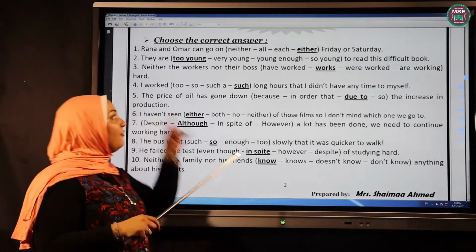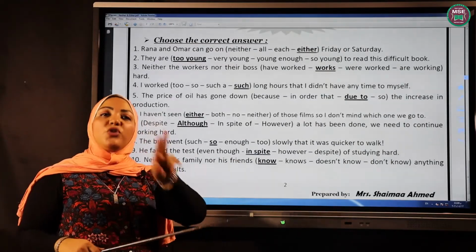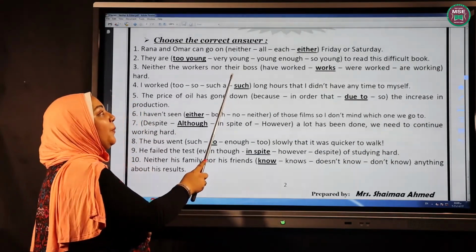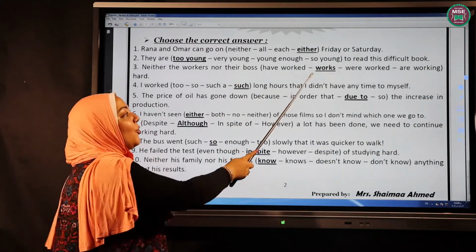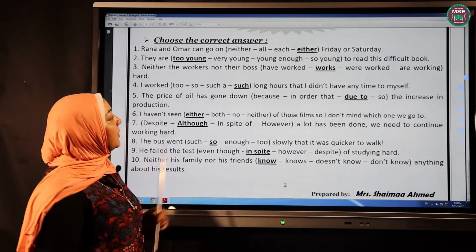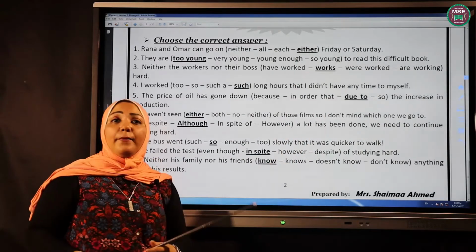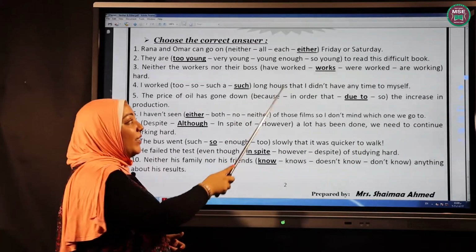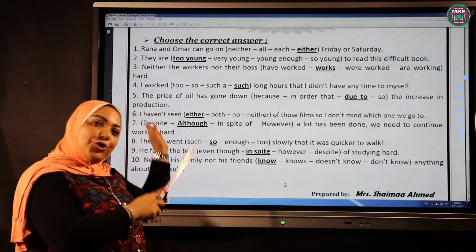As you remember, we have just mentioned that the verb with either or neither follows the closer noun or pronoun. So here we need a verb that goes with their boss, which is a singular noun. So it works. Then, I worked ___ long hours that I didn't have any time for myself. Once we see that, of course we are going to forget about too.